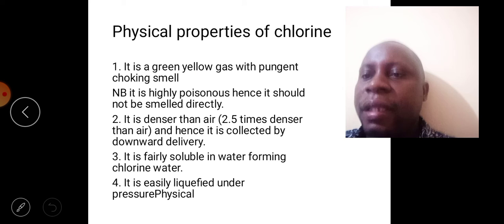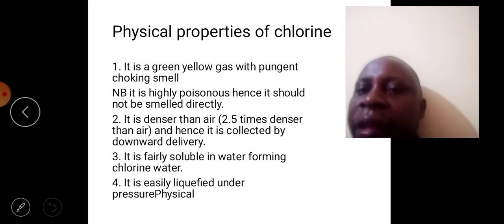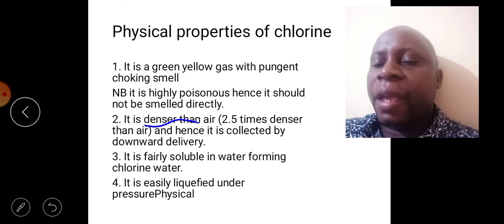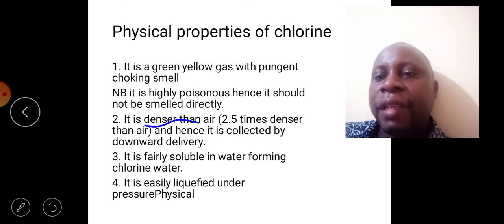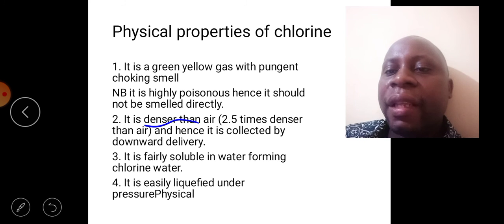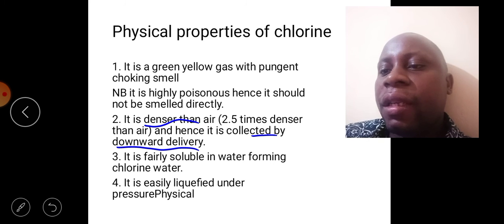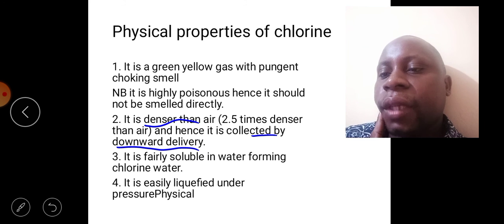Number 2, chlorine gas is denser than air. In fact, it is believed that it is 2.5 times denser than air. Therefore, it is collected by downward delivery.